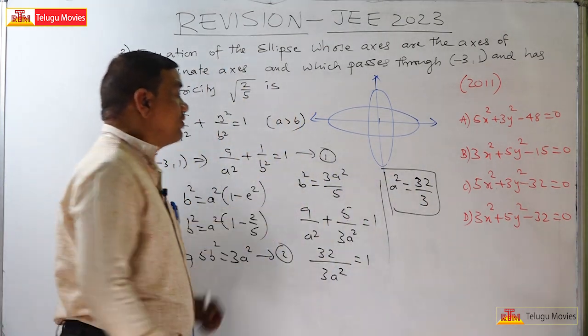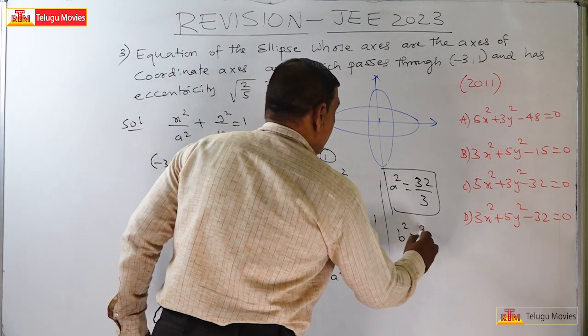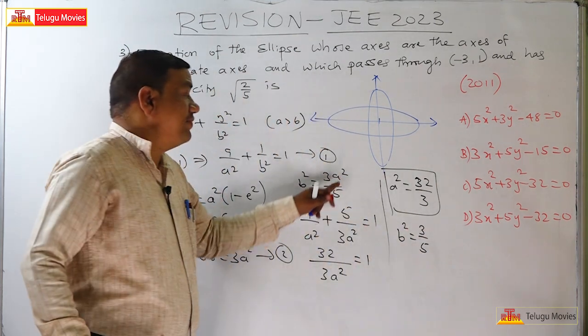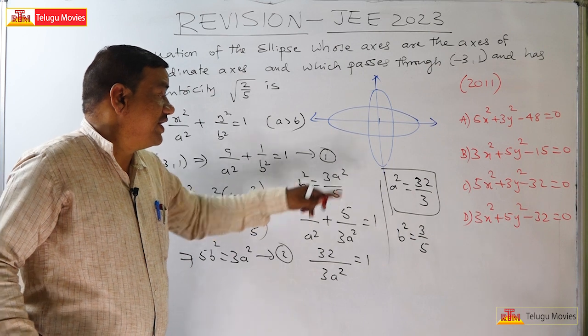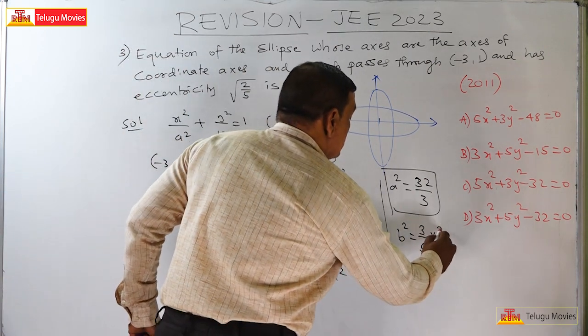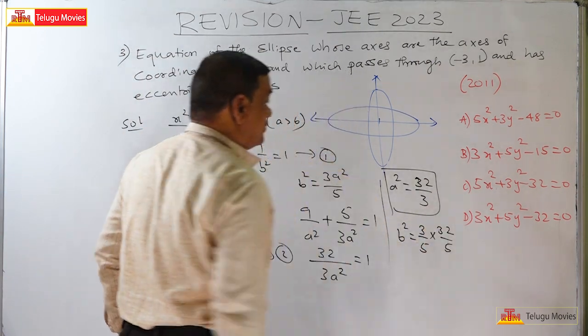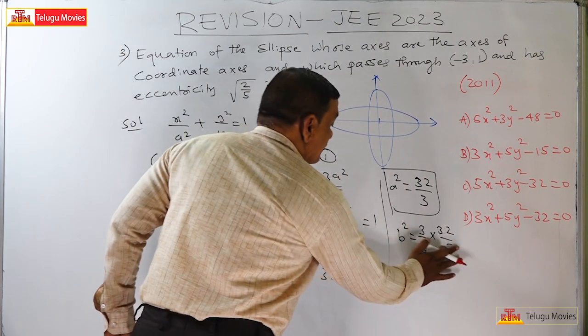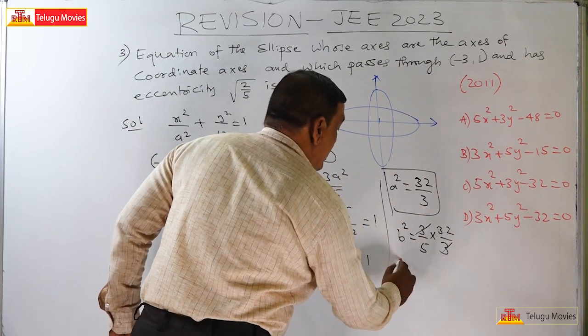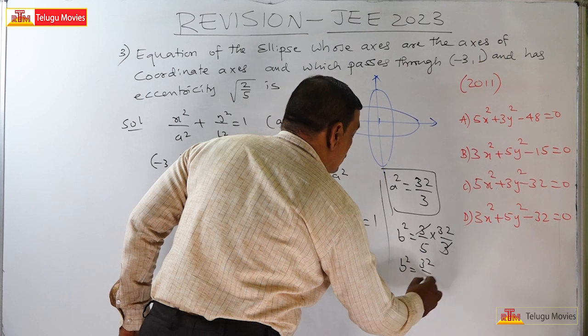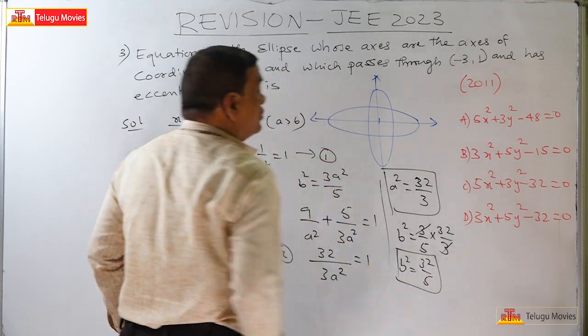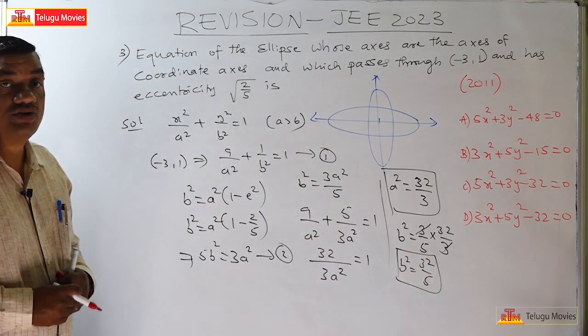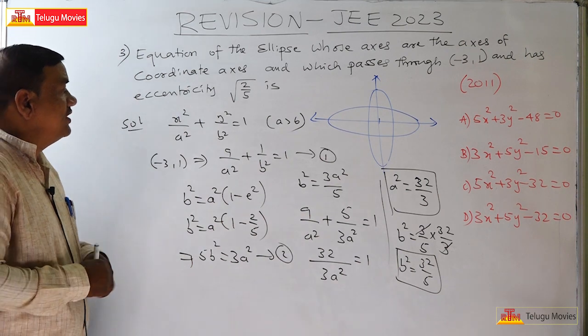Now find out the b square value. So b square value is equal to 3 by 5 a square. The a square value is equal to how much? 32 by 3. So 3 cancels. B square is equal to 32 by 5. Okay, now. So we know the a square value and the b square value. Let us substitute in this equation.